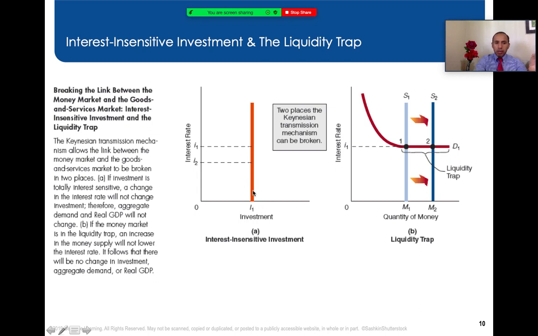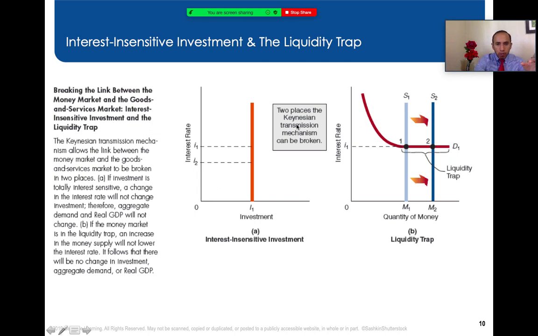So we may find ourselves in a liquidity trap. If the money market is in the liquidity trap, an increase in the money supply from MS1, supply 1, to supply 2, M2, will not have any effect on the interest rate and will not have any effect on the investment. Here the demand for money will stay the same at that interest rate. A significant effect of interest-insensitive investment and the liquidity trap is that you can have an increase in the money supply, an increase in liquidity, M1 increases to M2, the interest rate doesn't change, and the investors may not invest.